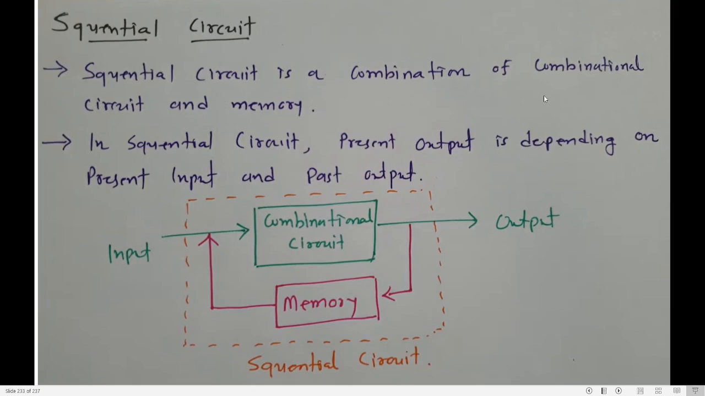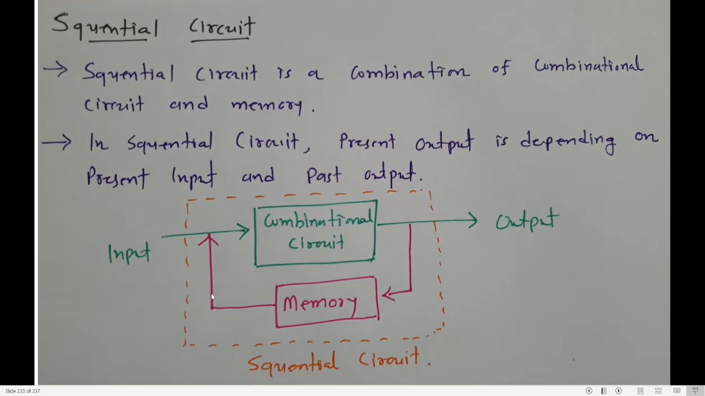Let us look into our next topic, introduction of sequential circuit and understanding about the clock signal. So, what is a sequential circuit? A sequential circuit is a combination of combinational circuit and memory. Can you see? This is a sequential circuit. It is a combination of what? Combinational circuit and memory. We know what is combinational circuit. Combinational circuit is a circuit whose output depends upon the input. If I take this combinational circuit along with the memory, I call it a sequential circuit.